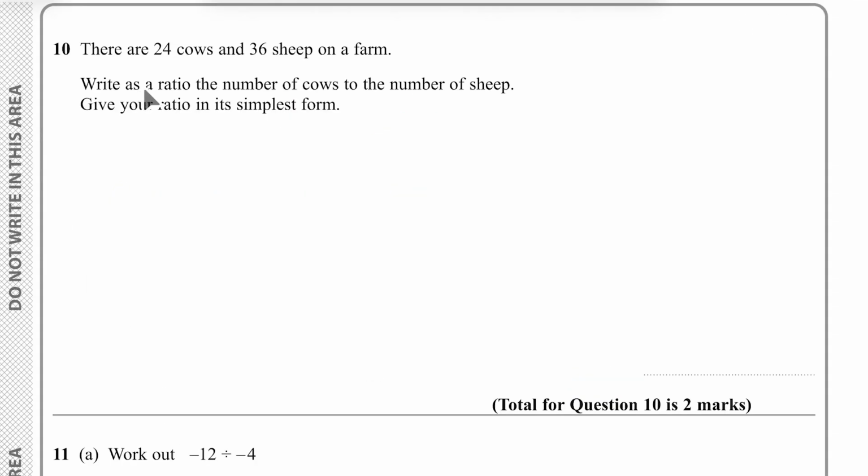Question 10. There are 24 cows and 36 sheep on a farm. Write as a ratio the number of cows to the number of sheep. Give your ratio in its simplest form. So when you're writing ratio, it's the first number and descriptor is the first thing you write. So you're going to write cows to sheep. So cows were first and sheep were next. So cows to sheep, 24, and your ratio sign, 36.